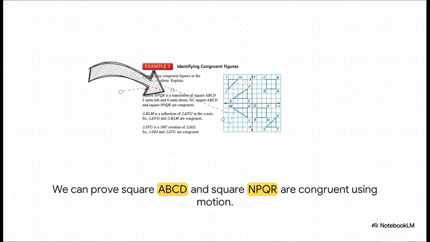For example, let's look at square ABCD and square NPQR. To prove they're identical, we need a really precise language, a set of rules. It's all about finding that specific motion that connects them. We have to prove that one is just a repositioned version of the other.